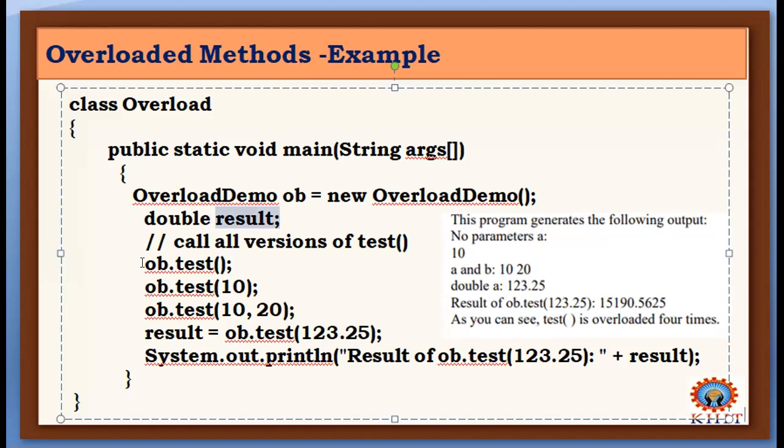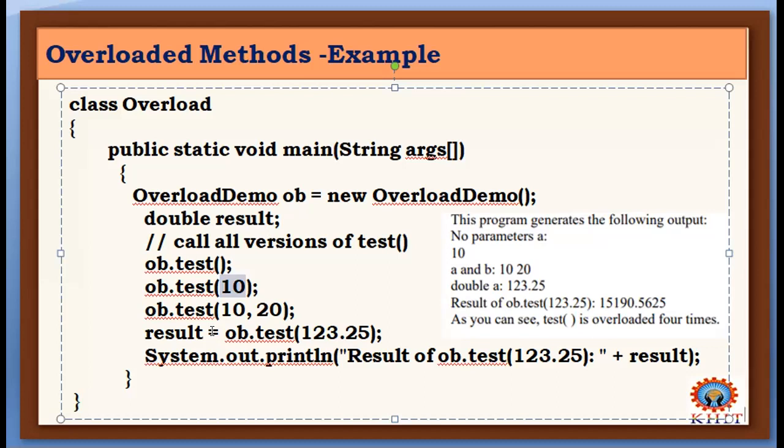First time we are calling ob.test with no parameters. Second time we are calling ob.test, the method with one parameter, so the parameter is 10. So 10 will be printed, because that method body is available. Next is ob.test(10, 20). This time I am passing two values, 10 comma 20. So what happens is, with 10 comma 20, it will simply print the values a comma b.